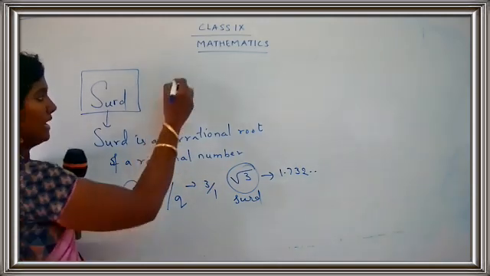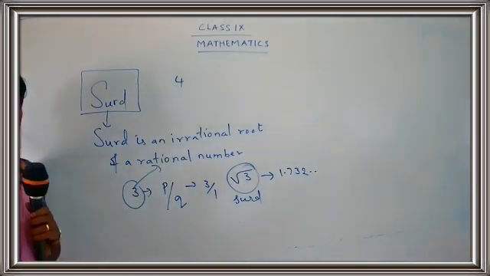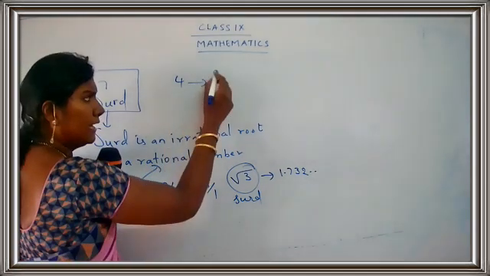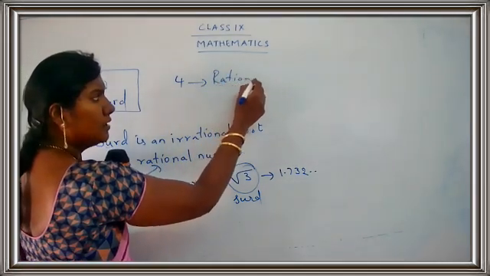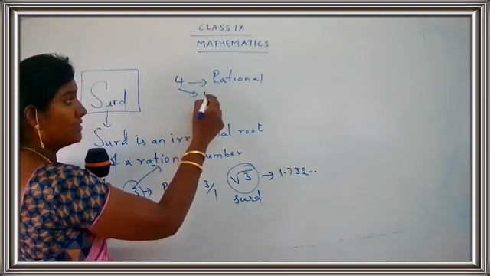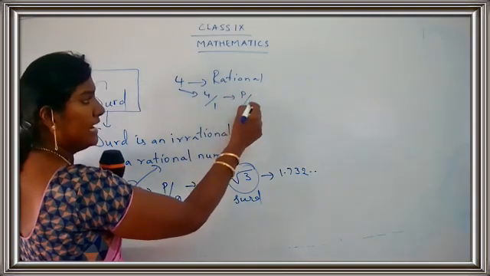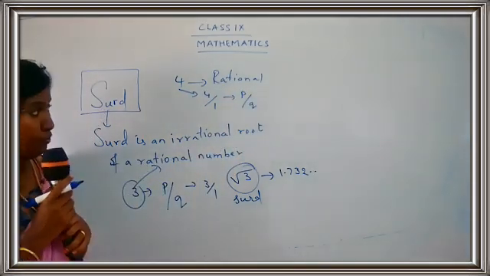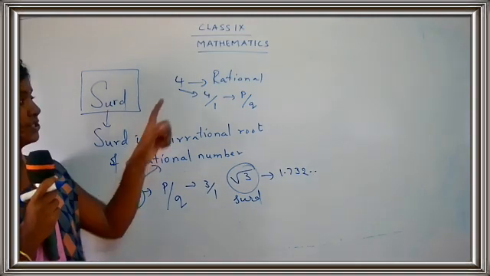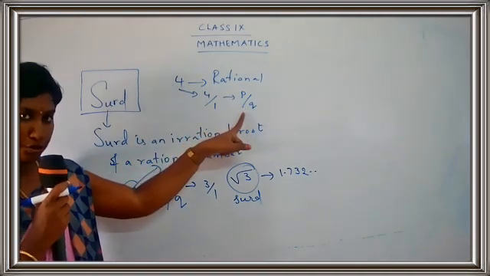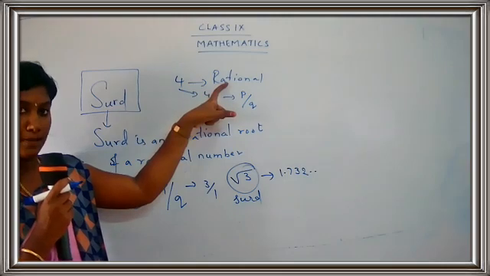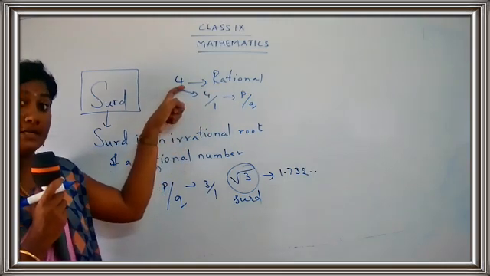Let me take one more example. I take the number 4. Now 4 is a rational number. Agreed. Why is this a rational number? Because we can write 4 as 4 upon 1. That is, we can write it in the form of p upon q. A number which is written in the form of p upon q, you call it a rational number. So the number 4 is a rational number.